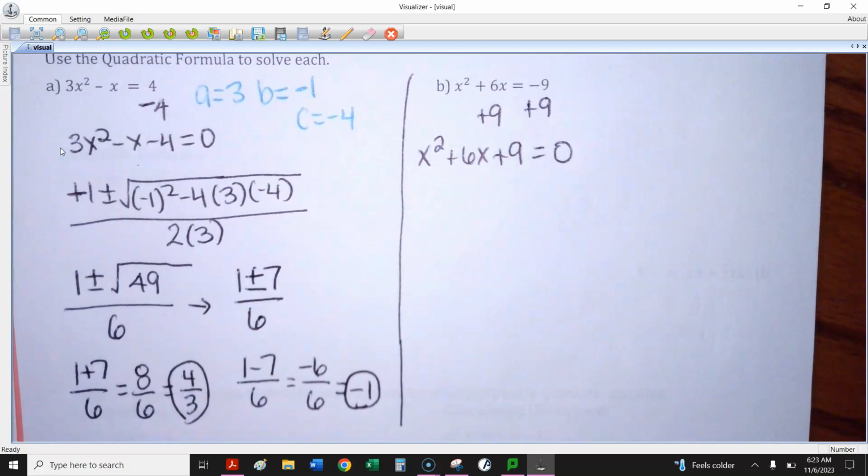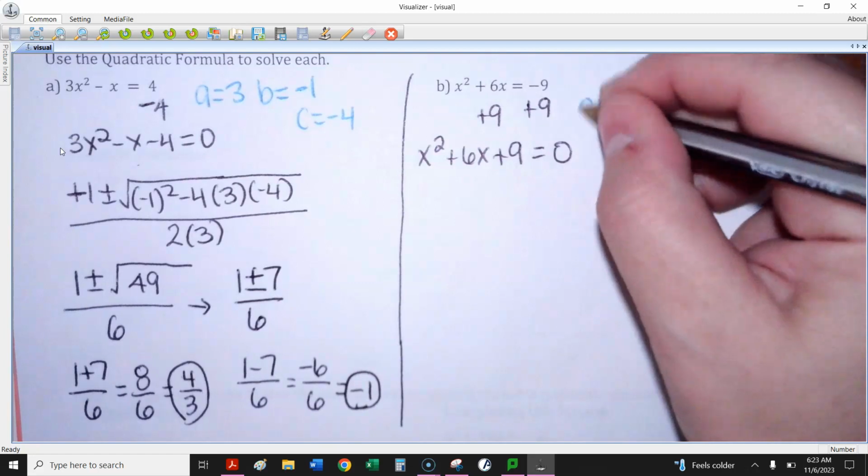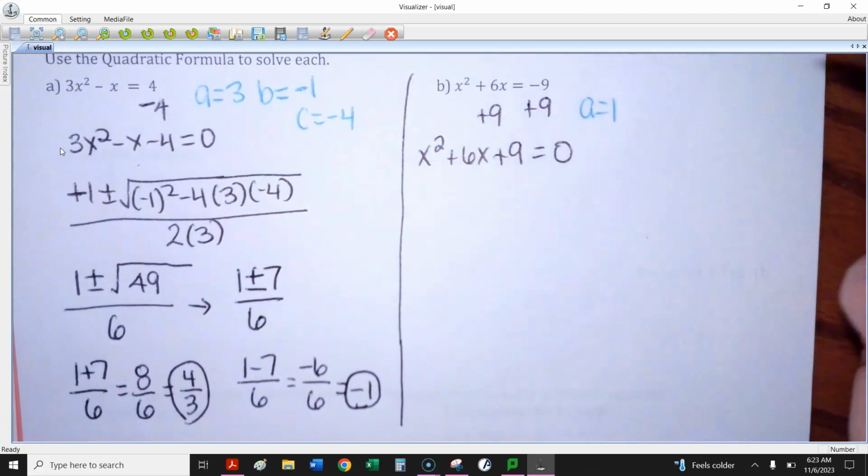So I'm going to set that equal to 0. All right, I'm going to identify my a, b, and c values. So a is 1, just an x squared, so just 1x squared.